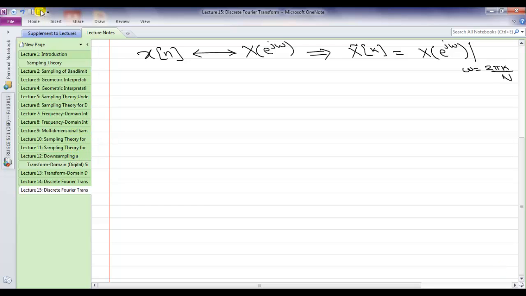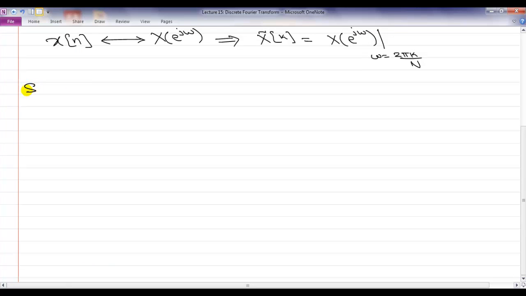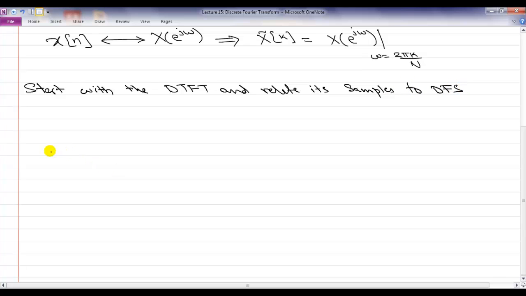So now what we are going to do is start with the DTFT and relate its samples to the discrete Fourier series of some periodic sequence. So the starting point is, suppose we are given a sequence x n, and we are not going to say anything about that x n. We are not going to say that x n has a length of N or whatever. It could even be an infinite duration sequence.